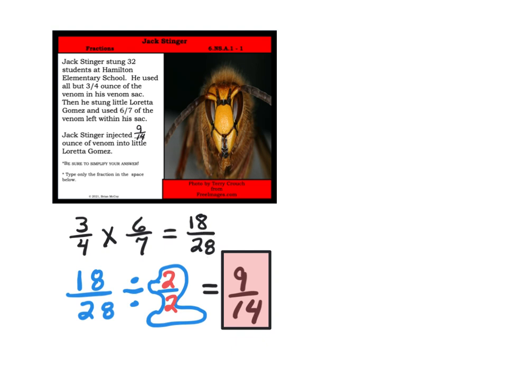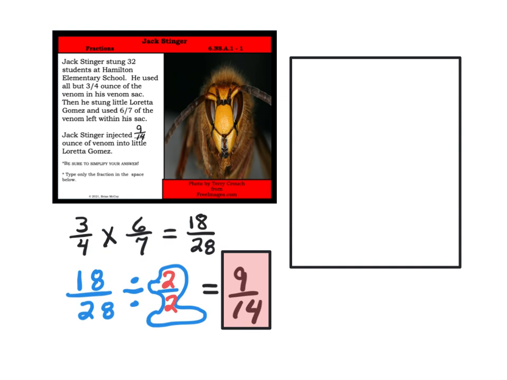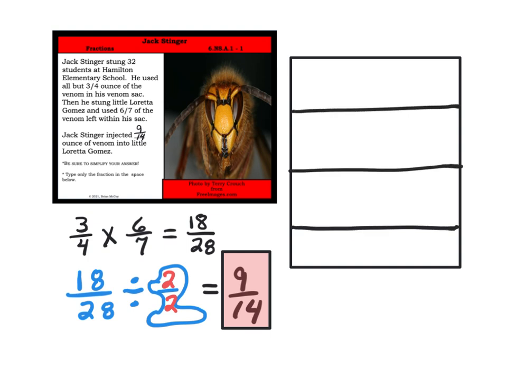Now, let's go ahead and take a look at a mathematical model that shows what's actually happening with this. So I'm going to make a big old box here. And this whole box is representing 1 full ounce of venom, right? And Jack Stinger does not have a full ounce. He's only got 3/4 of an ounce. So I'm going to break this into 4 parts, right? 4 parts means 3 lines. So I'm going to go 1, 2, and 3. And that gives me 1, 2, 3, 4 parts.